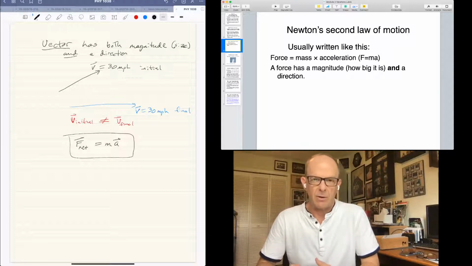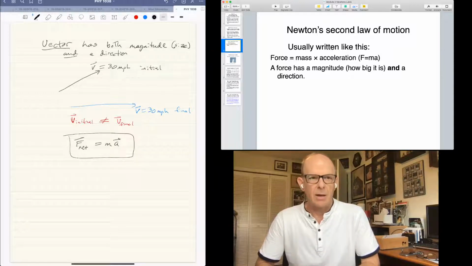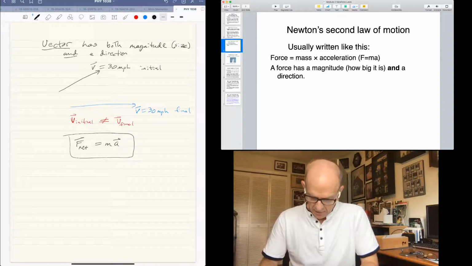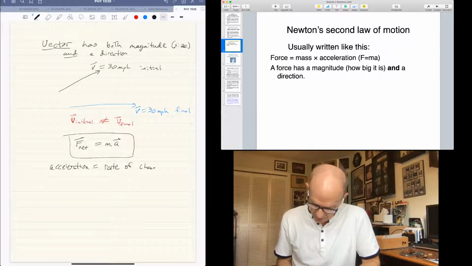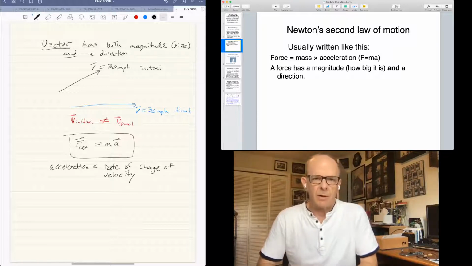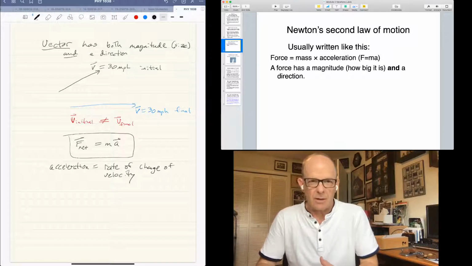So acceleration now is another term we're familiar with in our everyday life that is technically a vector. It has a magnitude and a direction, and the acceleration is the rate of change of velocity. So this, you can see, is saying the same thing that Newton's first law says, which is that a force is required to change the velocity, and Newton's second law says, well, the force is equal to the mass times the acceleration, and the acceleration is a measure of the change in the velocity.